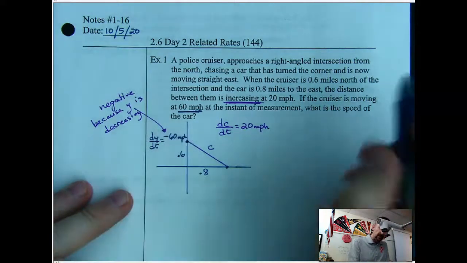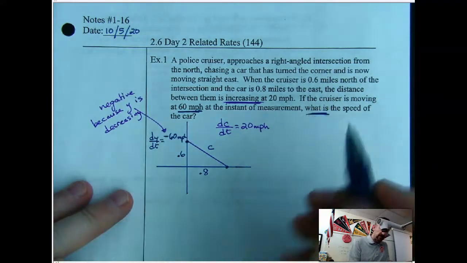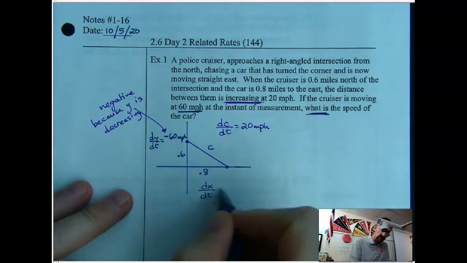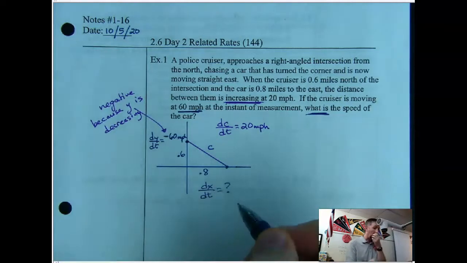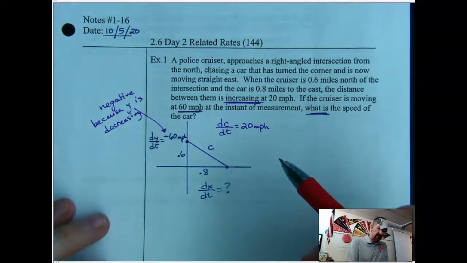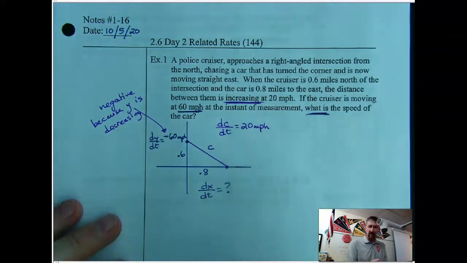What is the speed of the car? So that's going to be this. I'm going to call that x. So that's going to be dx/dt. That's going to be a question mark. All right. So I think we have pretty much all the information that we can use there. So that's step one and two.